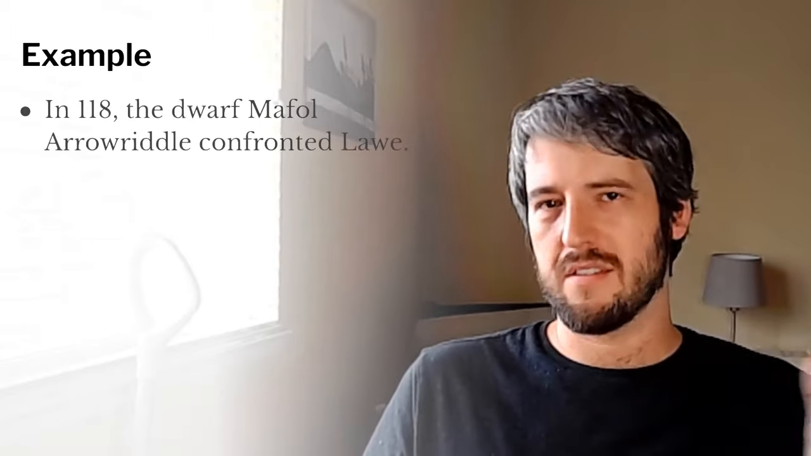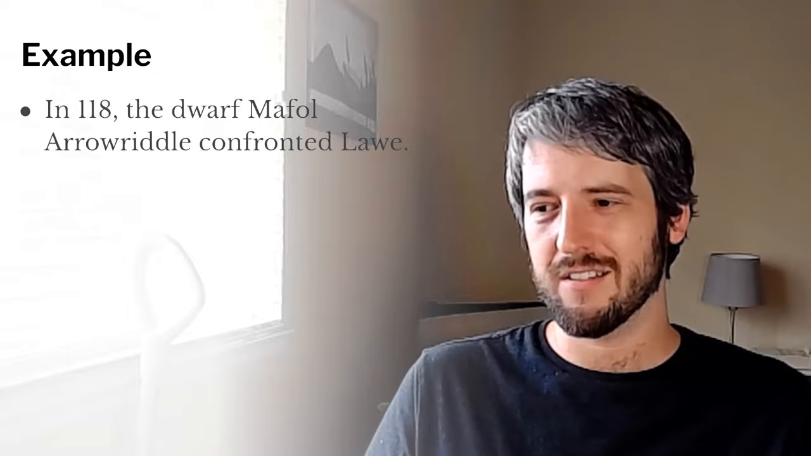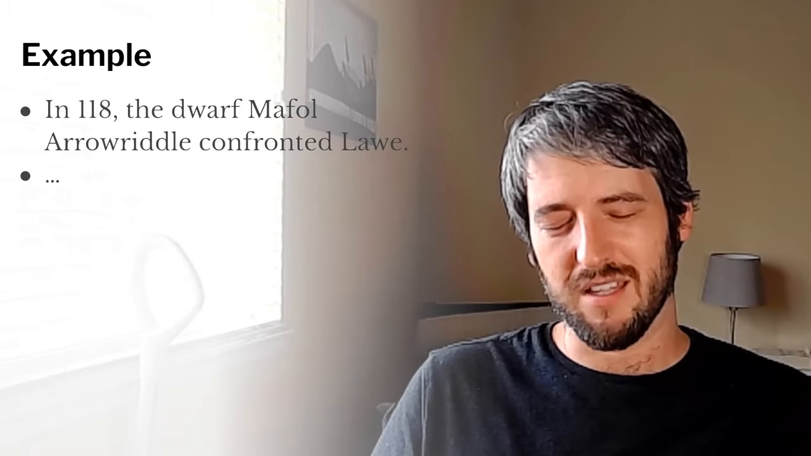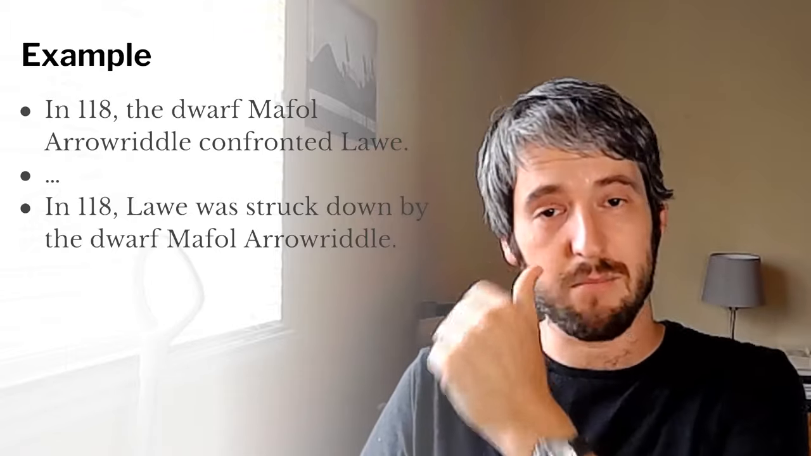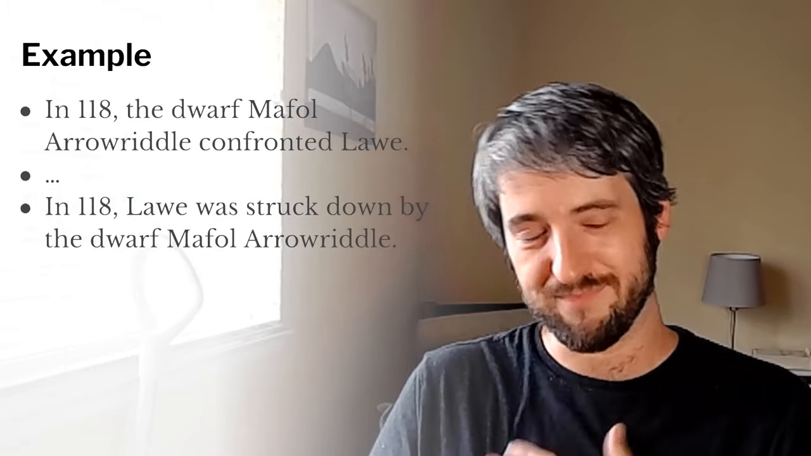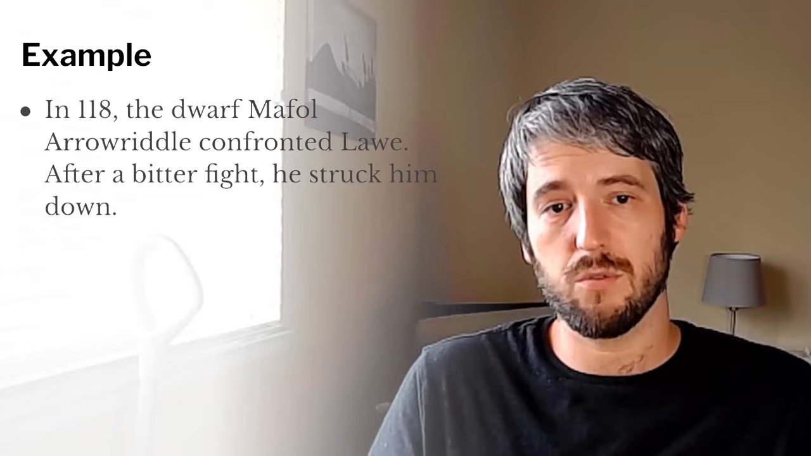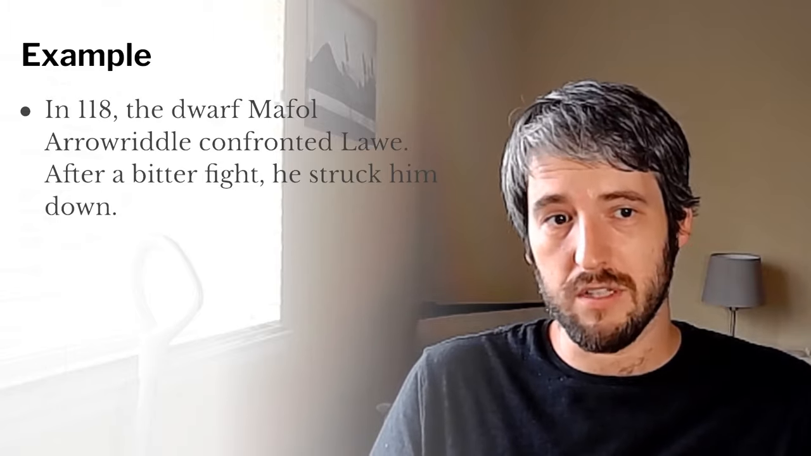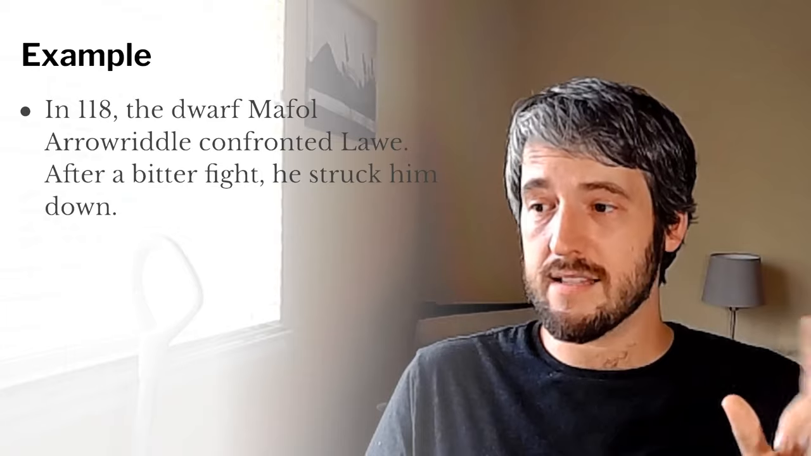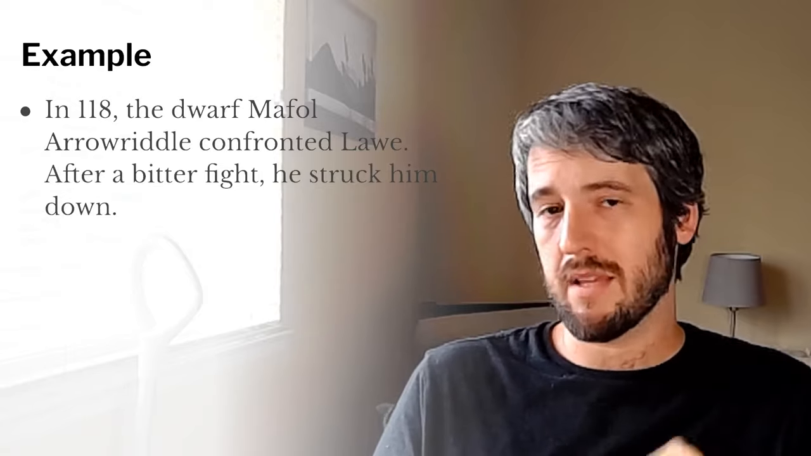Another example, this is Dwarf Fortress legend mode. In 118, the dwarf Muffle Arrow Riddle confronted Law. And later in that same list of events, you have: in 118, Law was struck down by the dwarf Muffle Arrow Riddle. And all I'm saying is, if you had better text generation capabilities, you could do "the dwarf Muffle Arrow Riddle confronted Law, and after a bitter fight, he struck him down," right? So that sounds more natural. And again, it doesn't need to be that. Sometimes this is better than this, to be honest. But sometimes it isn't.